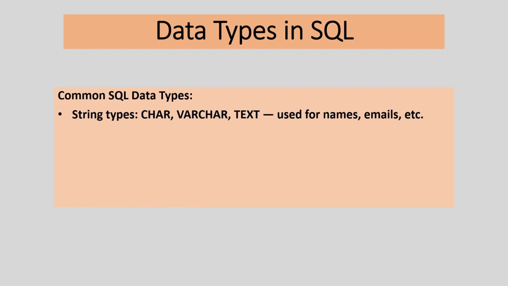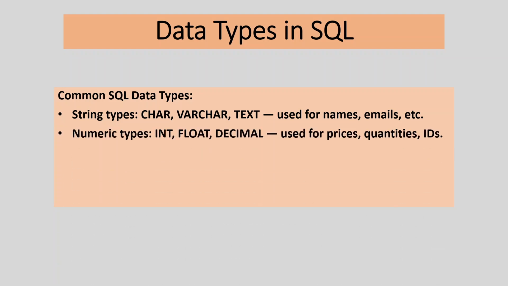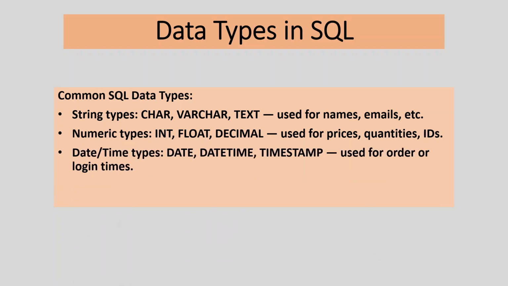Some of the common data types used in SQL are, first, string types, like char, varchar, text, which are basically used for names, emails, etc. Second, we have the numeric types such as int, float, and decimal, which are used for prices, quantities, or ID columns. Third, we have the date time types such as date, time, timestamp, which are basically used for order date or login times. The fourth one is Boolean, which is basically true or false.